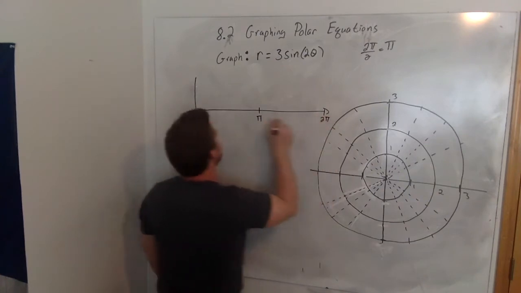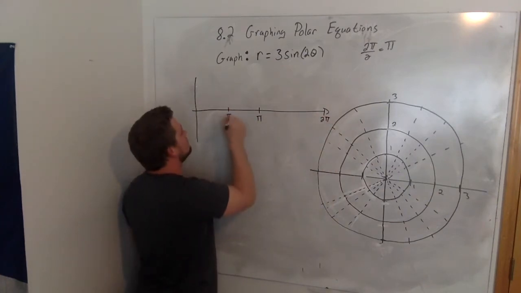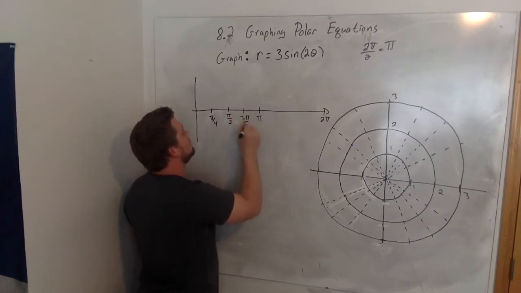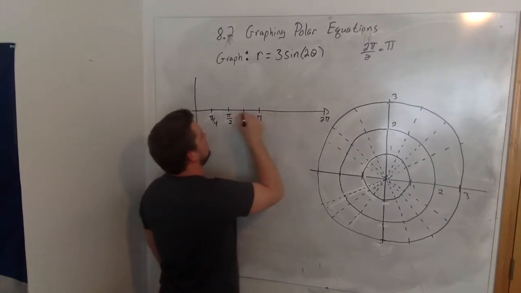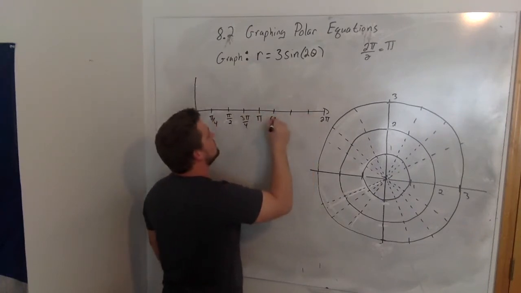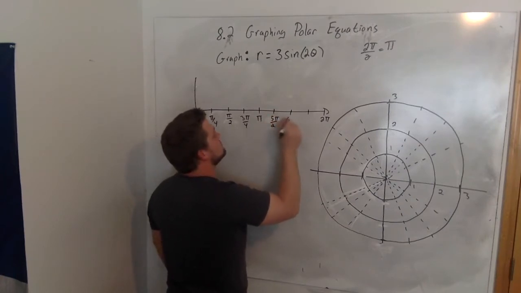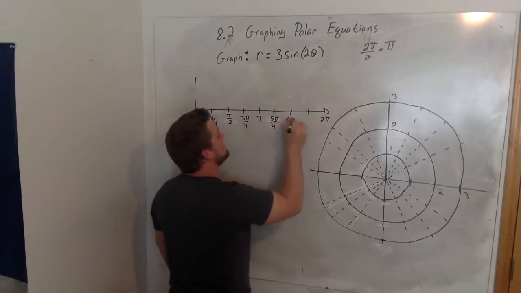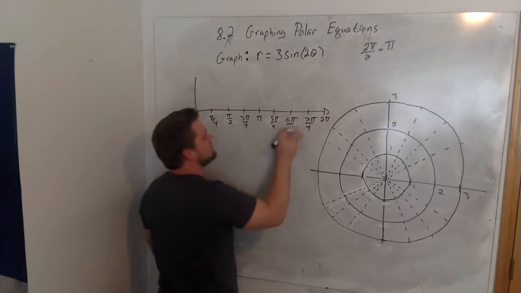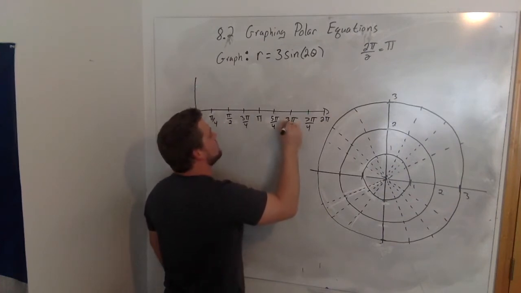Here's 2 pi. Here is pi over 4, I'm sorry, pi over 2. And pi over 4, 1, 2, 3 pi over 4, 5, and then 3, 4, 5, 6, 7. So this will be 6, 5 pi over 4, 6 pi over 4, and 7 pi over 4. There we go. Okay, so 6 pi over 4, 6 fourths, that's 3 halves. There we go.